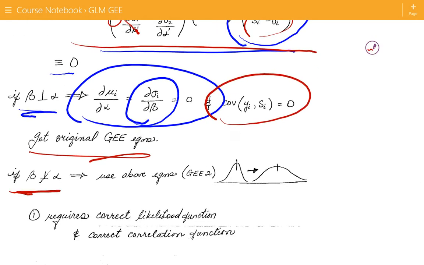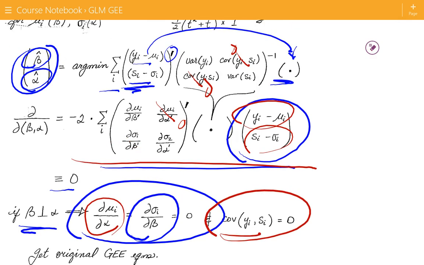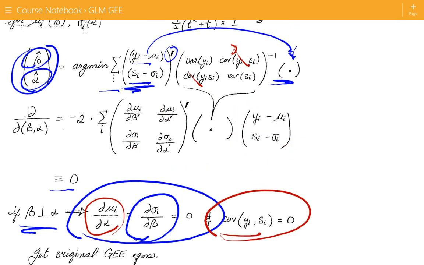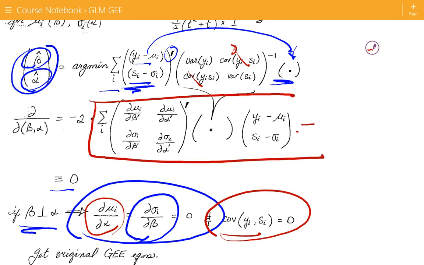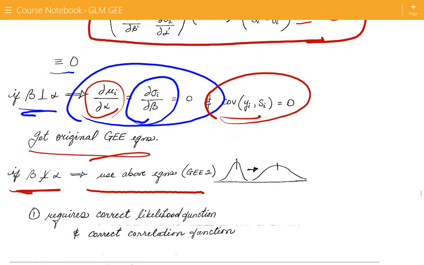If, however, they are not independent that way, and these derivatives are not equal to 0 and covariances are not equal to 0, then we use essentially this above set of equations. In other words, we use exactly this. If they're not equal to 0, then we get rid of the negative 2, set equal to 0, and these are the estimating equations that we're going to solve in order to get our arguments that minimize that function, which is our betas and alphas. So it's really just a generalized method of moments approach.